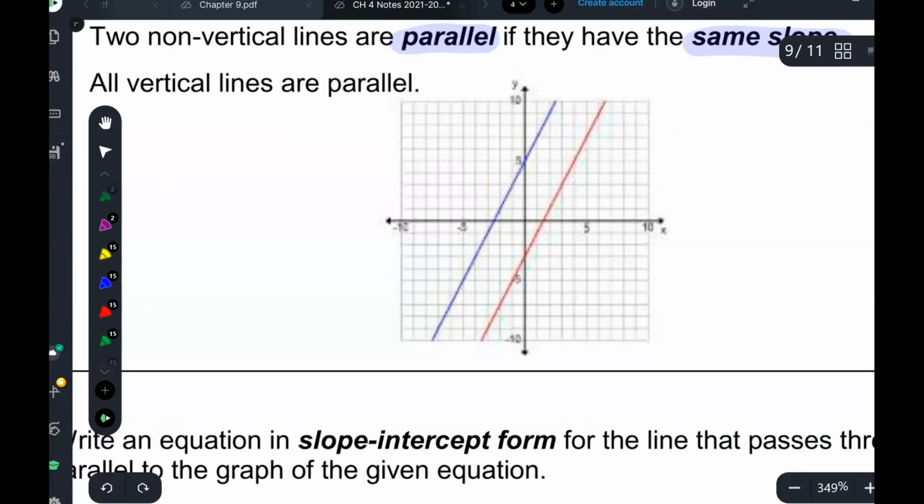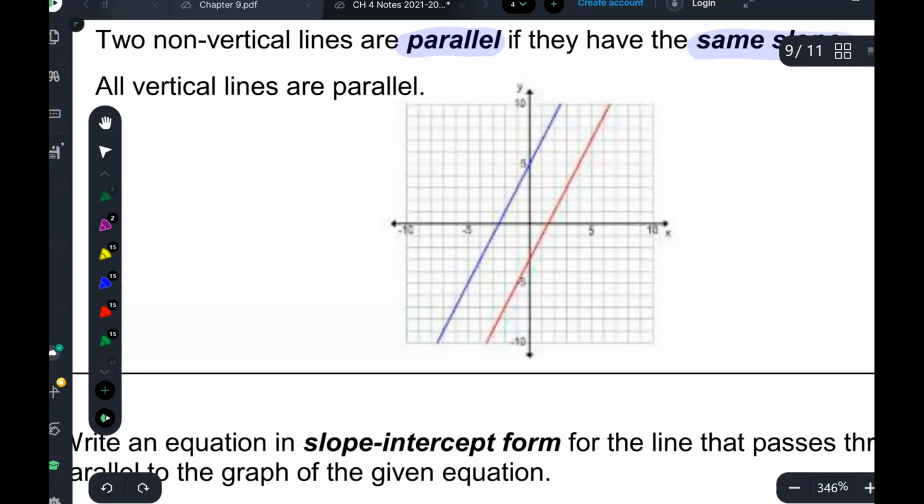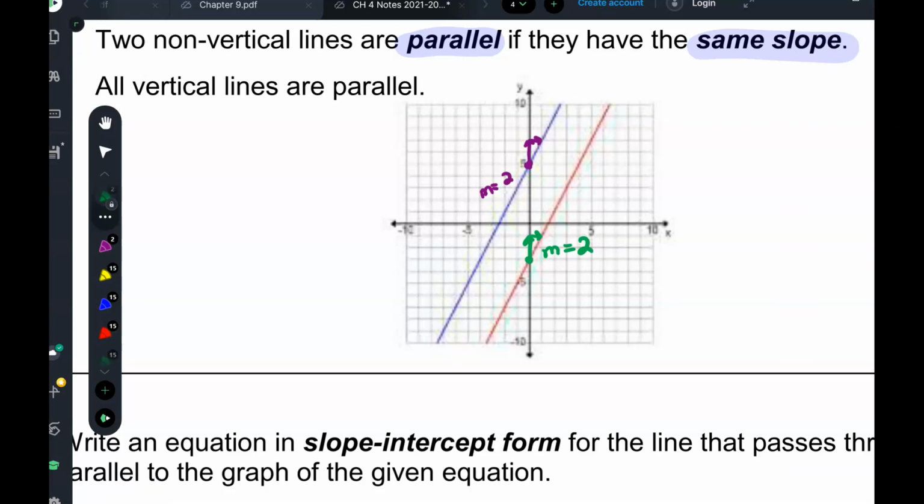If we look at these two lines here, I know it's a little hard to see, but if I were to count, it looks like we go up to the right one. So this has a slope of 2. Then if I compare that to this other line, it's the same thing: up 2 over 1. So this line on the right side also has a slope of 2. Even if they look parallel sometimes, if the slopes are not exactly the same, they're not going to be parallel. So you have to make sure they end up with the same value for the slope.